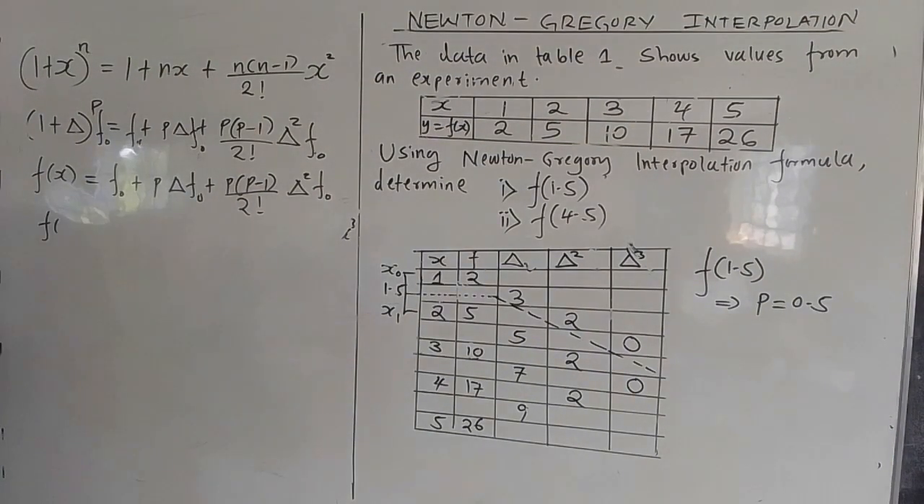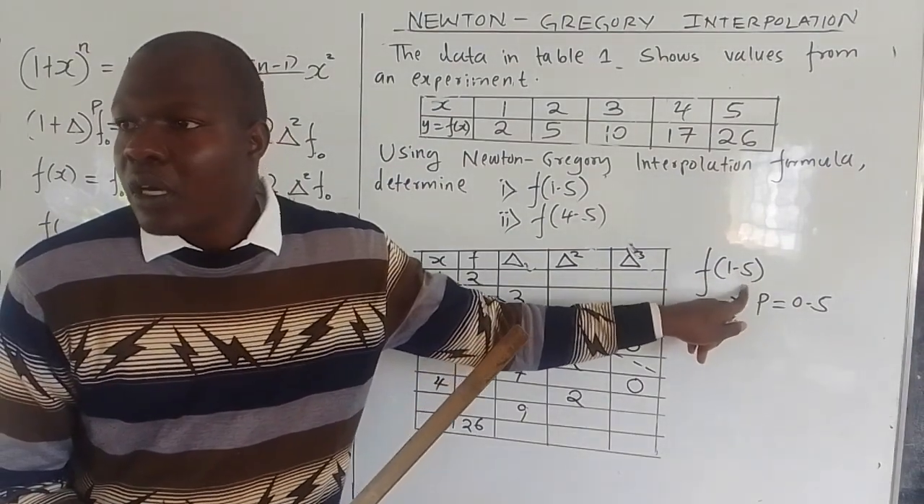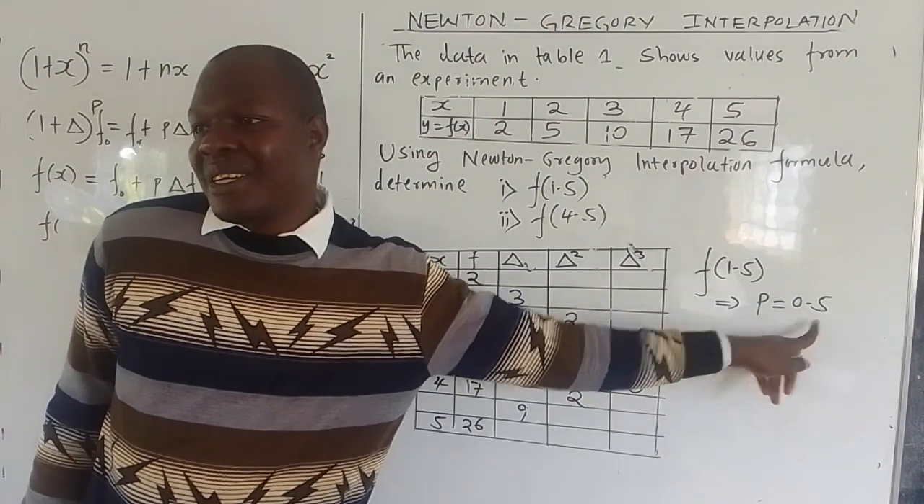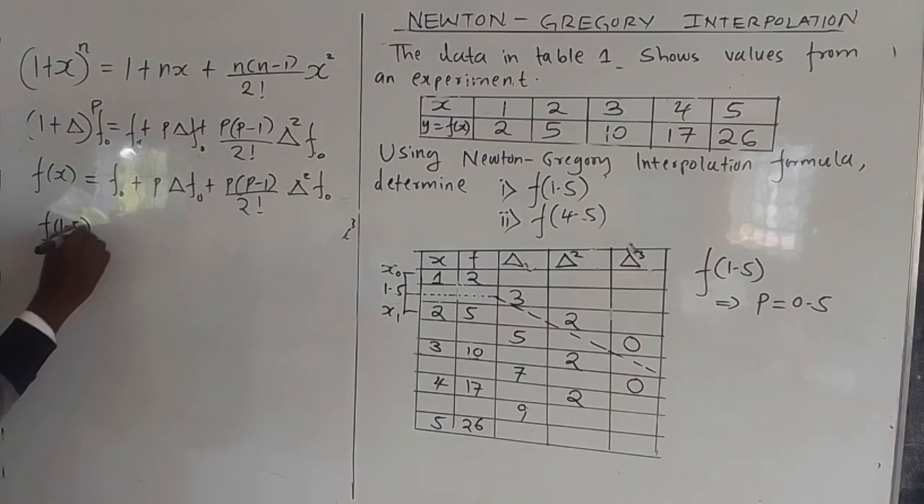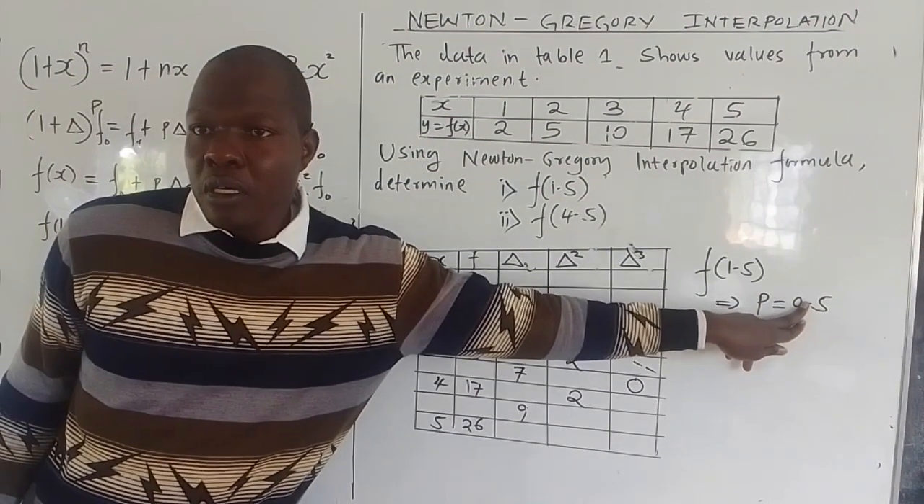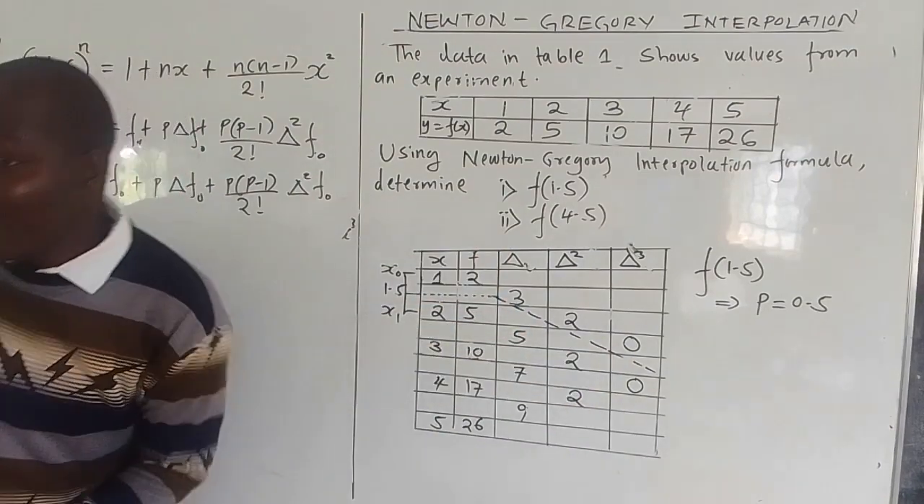That is f of x, but now I'm looking for f of what? Because f of 1.5, p is what? 0.5. Are we together? So what is now f of 1.5? F of 1.5 means our p is going to be 0.5. And our deltas, we already crossed the line there, isn't it?